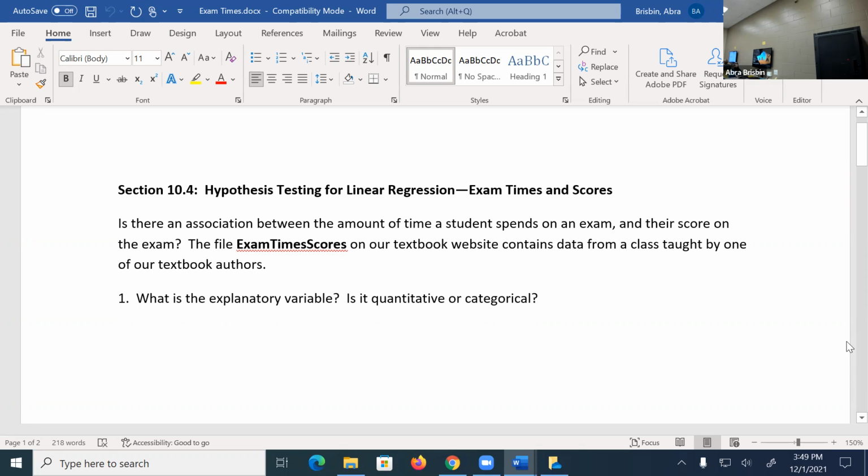So there's not enough evidence that there is a correlation. There's not evidence that there's an association, and also not evidence that there's no association.